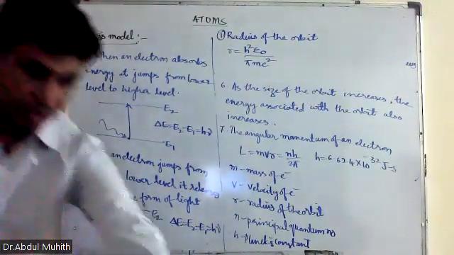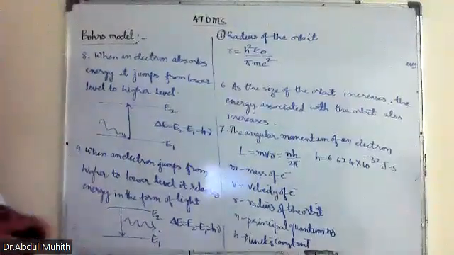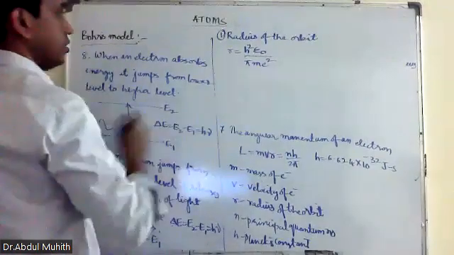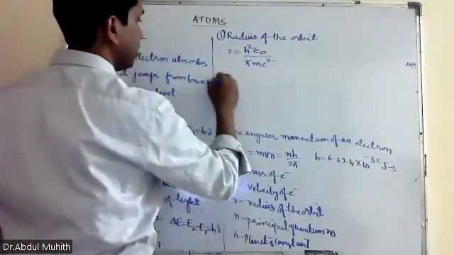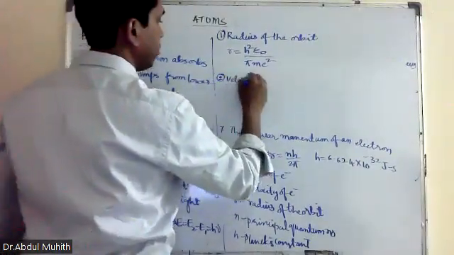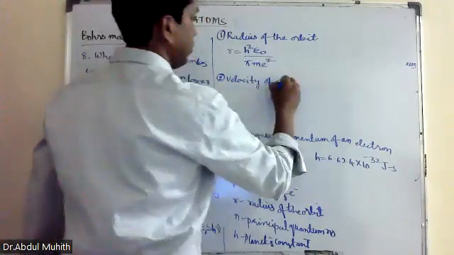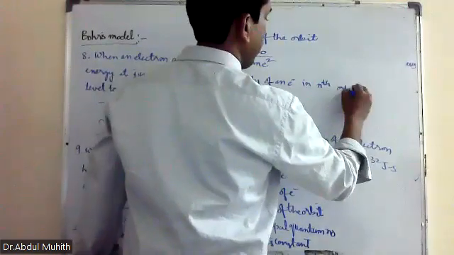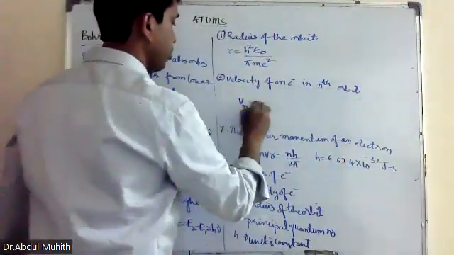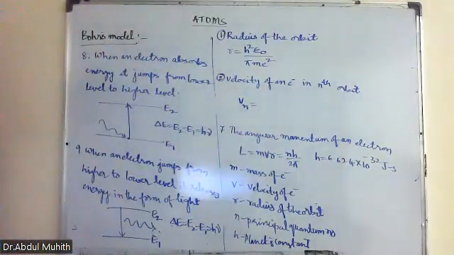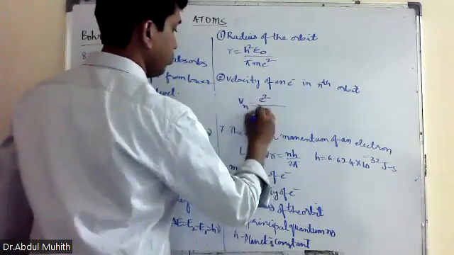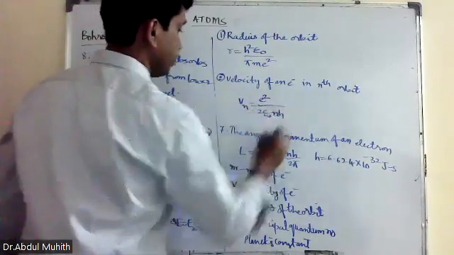Next is the velocity formula. The second one is the velocity of an electron in the nth orbit. Vn is equal to e square by 2 epsilon 0 into n into h.